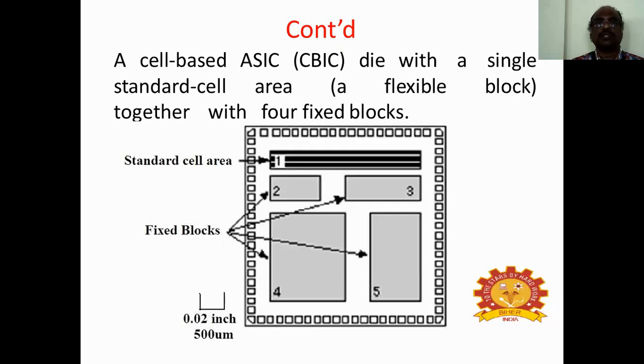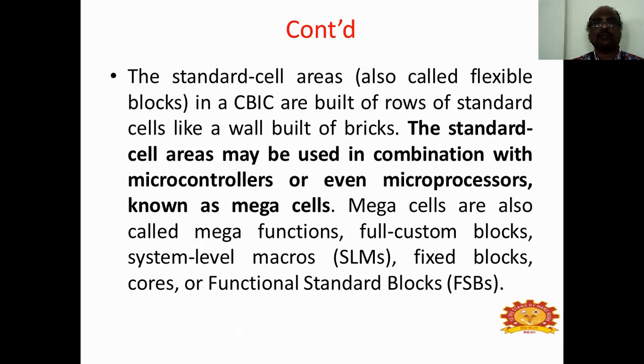For example, this is a typical example of a die showing the semi-custom integrated circuits, where the standard cell area is a flexible block. That is the semi-custom IC approach. It is also integrated with the fixed blocks, for example 2, 3, 4, 5, which are the megacells, based on full custom blocks or system level macros, functional standard blocks.